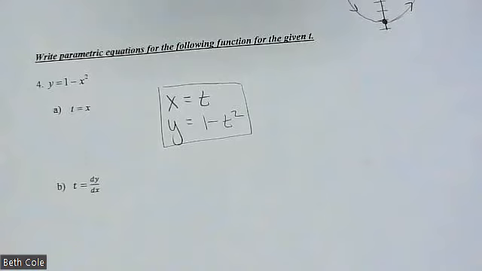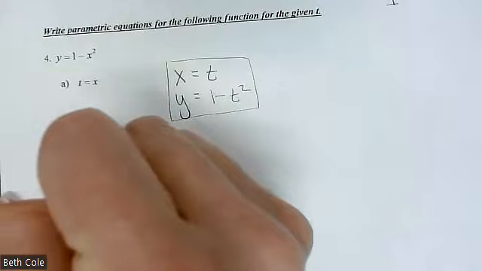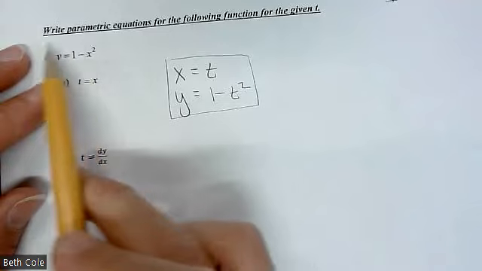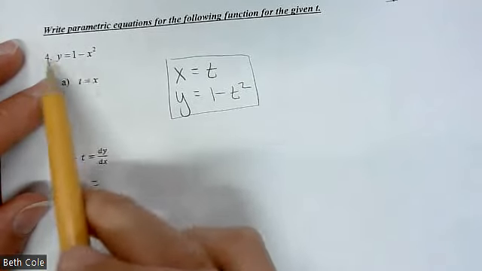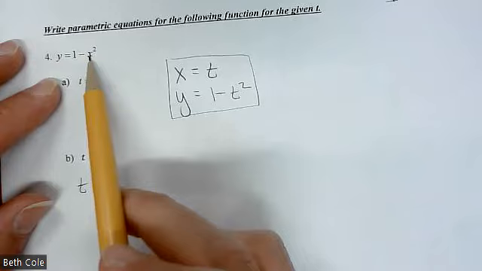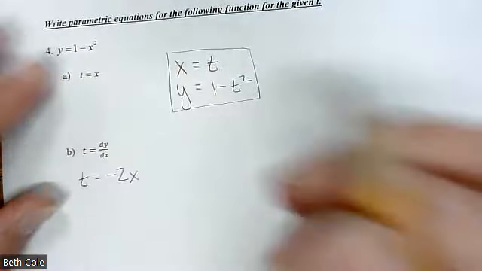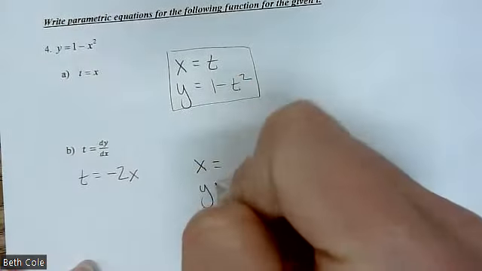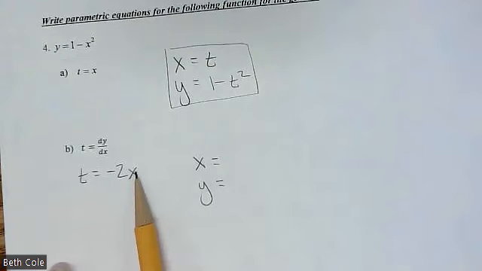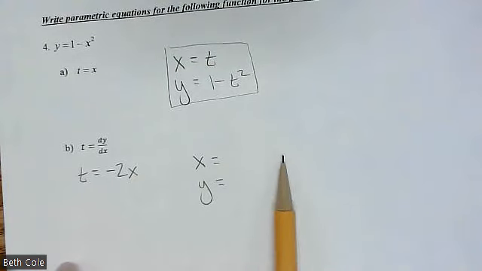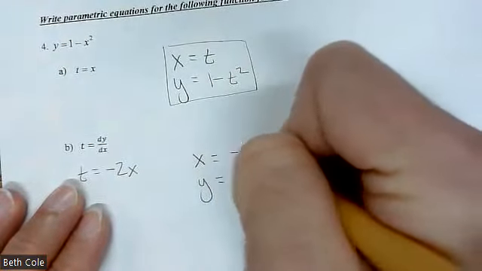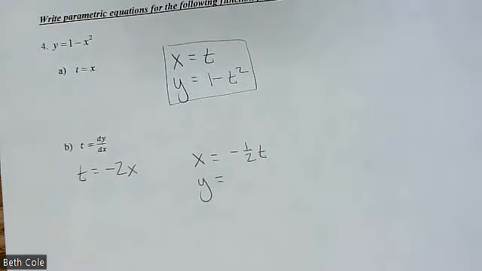I threw a derivative in this one so we could do one little bit of calculus today. All right. T is dy dx. So you're going to have to do the derivative of this. So what is the derivative of this? Negative 2x. Now I need an x equals and a y equals. That's the goal here. So how would you get x by itself? Because I need that for my x equation. Good. So negative a half t, or negative t over 2, however you want to say that.